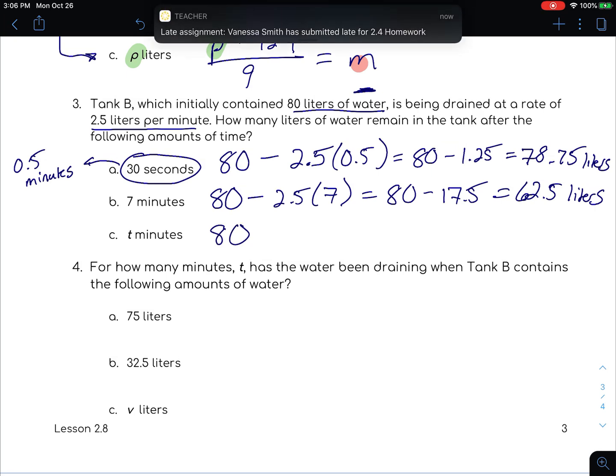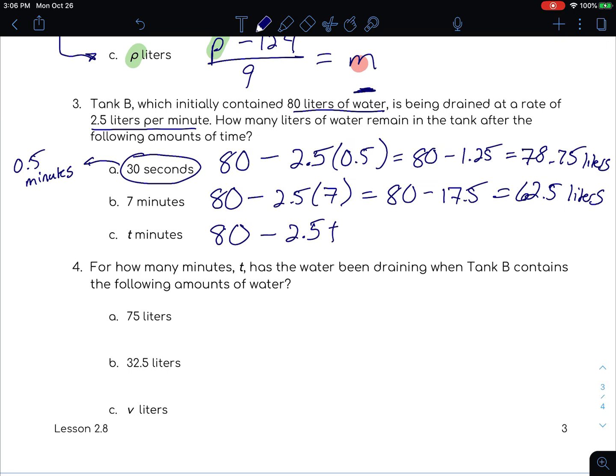So each one of these times, what's changing is the amount of minutes. So we have 80 as the original amount. We're always subtracting 2.5 liters per minute, so T minutes. And then that will give us our liters that are remaining. And so in that case, we solve for the liters remaining. The calculation 80 minus 2.5 T gives us our liters remaining.